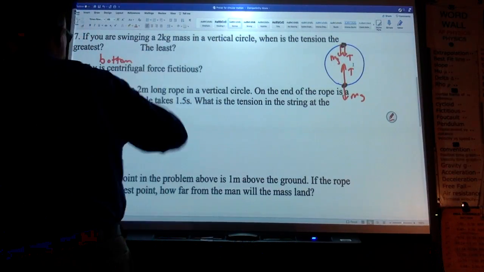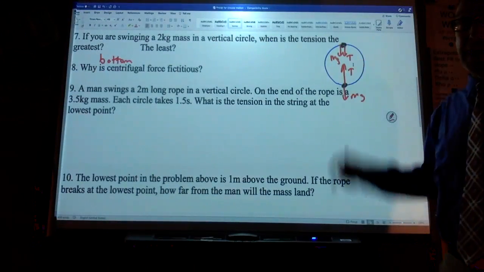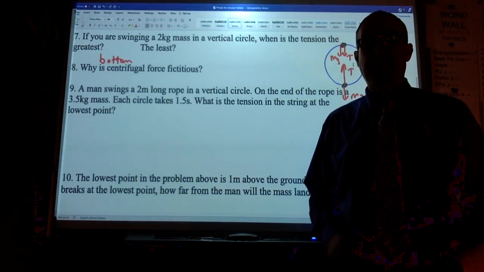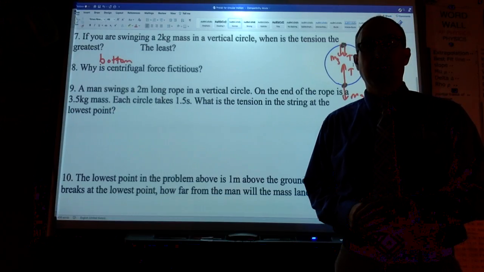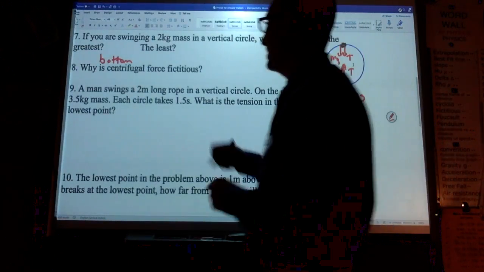That's when weight is working the most against the tension. When it's at the top, we don't even have to have tension based on how fast we're going. So the weight is helping to turn us, and we don't have to lift it. So it's the least at the top.